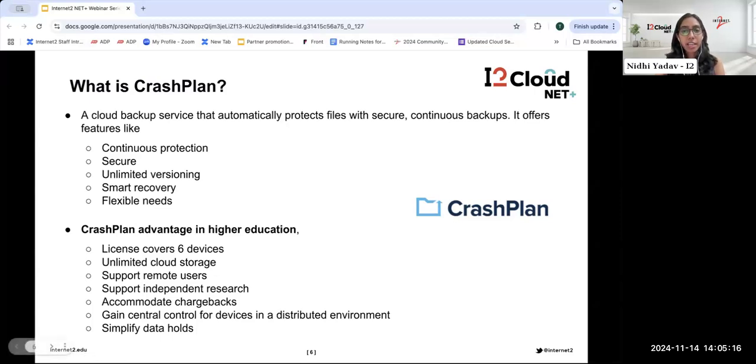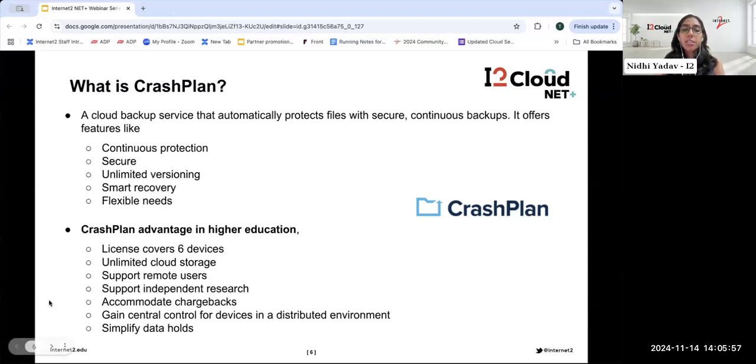Now, let's talk about why Crashplan is particularly advantageous for higher education. First, each license covers up to 6 devices. You get unlimited storage, including unlimited retention and versions. It fully supports remote users. Whether your faculty and grad students are in the lab or in the field, Crashplan gets them up and running again quickly following a disaster without hands-on IT support. Next, support for independent researchers. Crashplan allows independent security controls while embracing centralized management to help protect even the most unique end users.